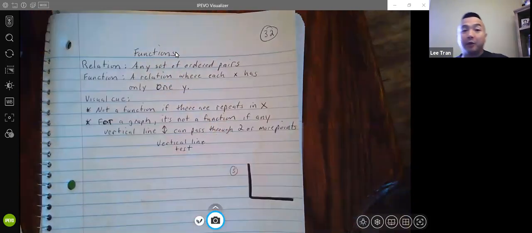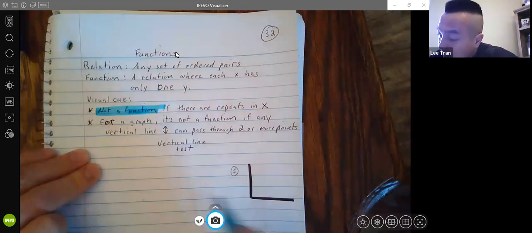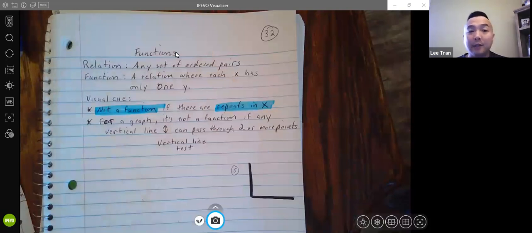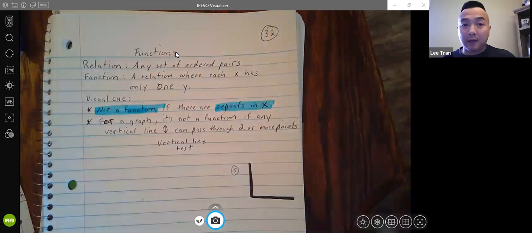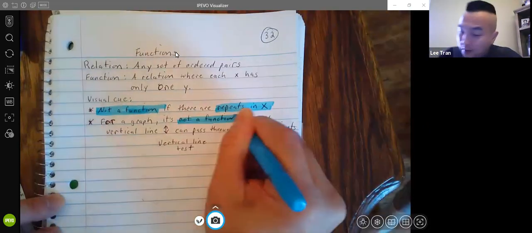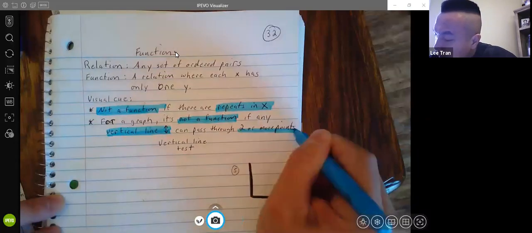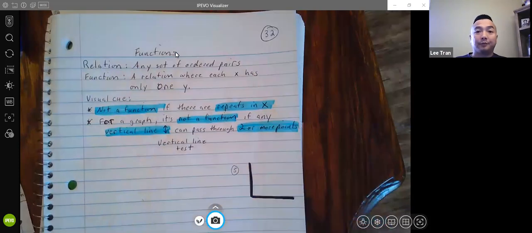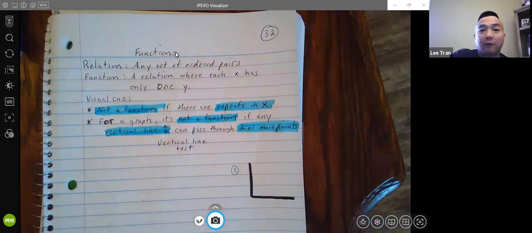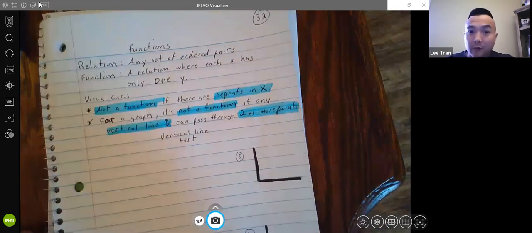All right, let me highlight a couple of things here. Not a function: repeats in x. Very easy to see. If you see any x value repeating itself, not a function. And for a graph, not a function if a vertical line can pass through two or more points. The visual cues are usually easier to look for for most students. I'm going to give you some examples of what you'll see in IXL.